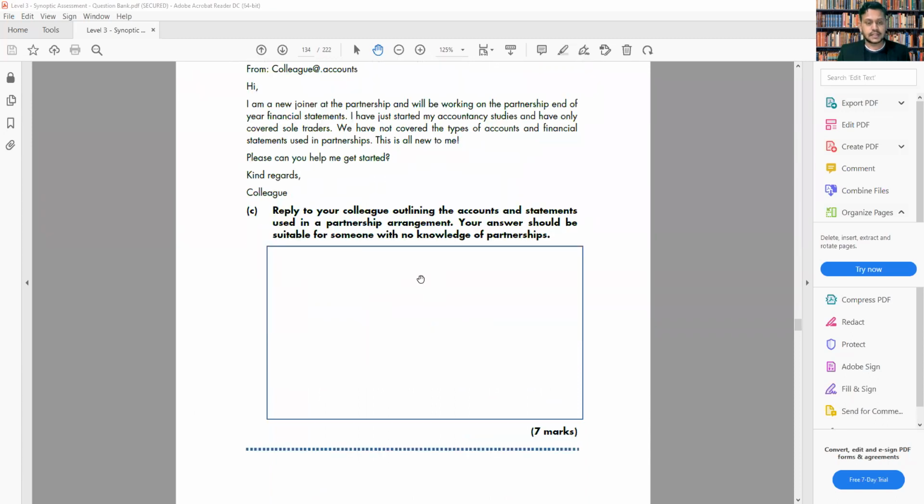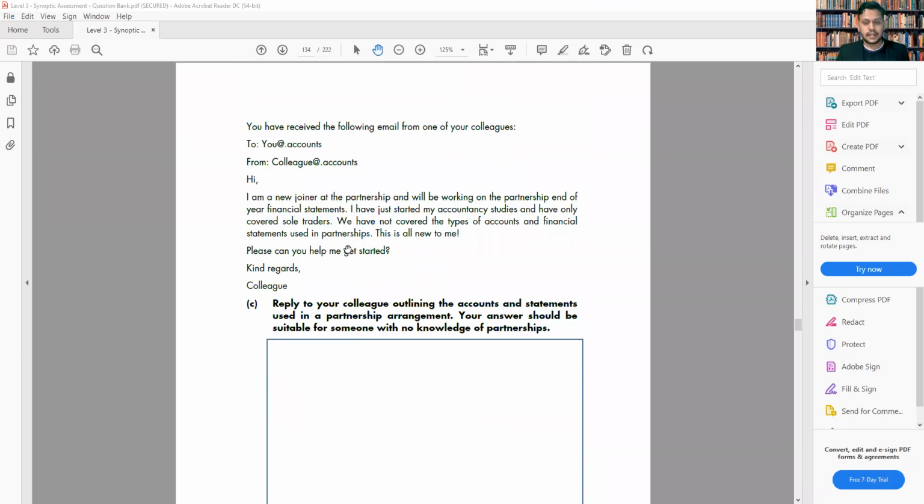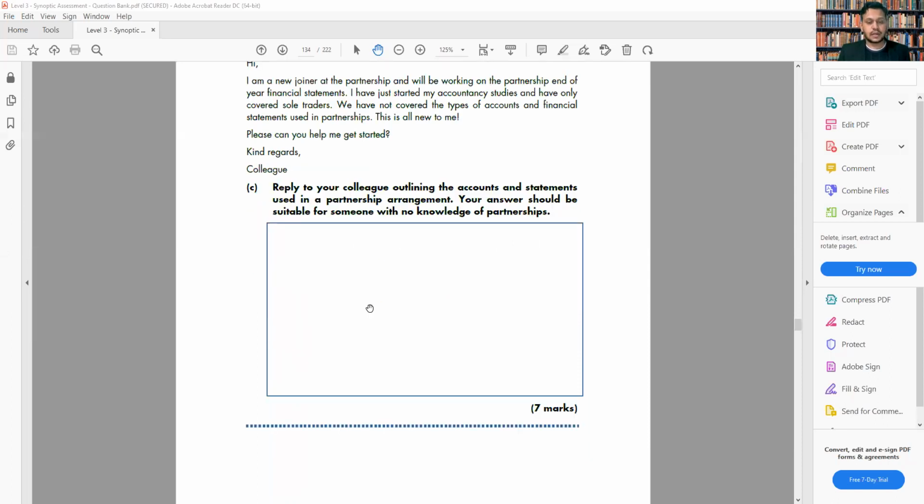And we have another question here. This is also the writing part. They said, I'm a new junior at the partnership and will be working on the partnership end of the financial statements. I have just started my accountancy studies and have only covered sole trader. We have not covered the types of accounts and the financial statements used in the partnership. This is all new to me. So now what will be the reply? Reply to your colleague, outlining the accounts and the statements used in the partnership arrangement. Your answer should be suitable for someone with no knowledge of the partnership. So you have to say every single thing in detail.